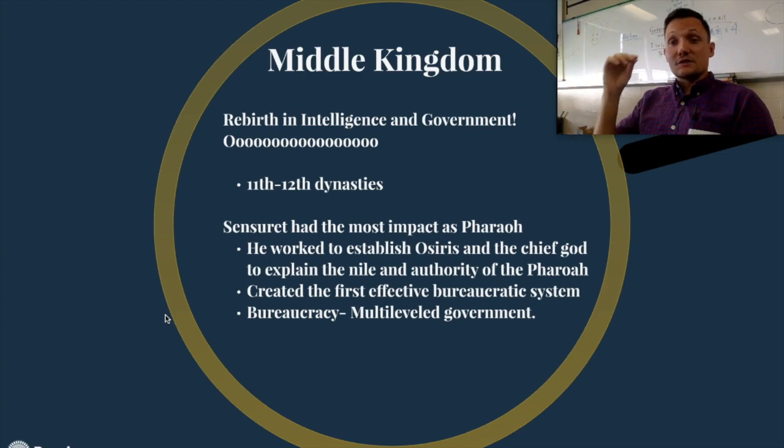Because now the pharaoh deals directly with one group of people, and then that group deals with the next level, and then that level deals with the next level. It's a system of efficiency, right?